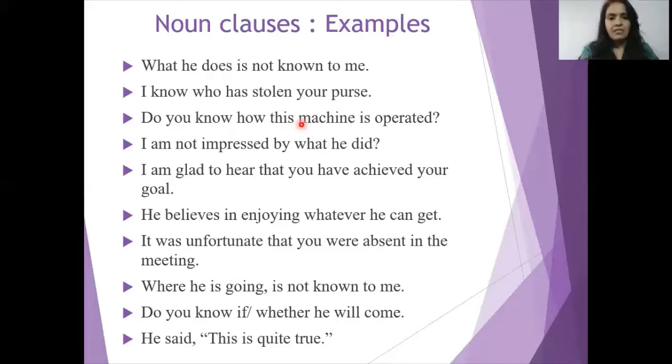I'm not impressed by what he did. This is again interrogative. So how will you segregate this sentence? I'm not impressed by: this is the principal clause. What he did. If it is separate, what he did, the question will be in your mind. What he did means this is not giving the complete sense.